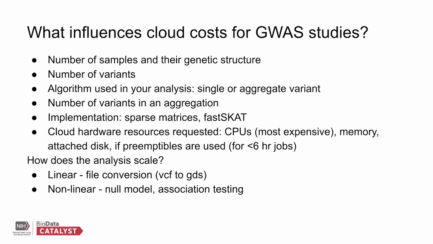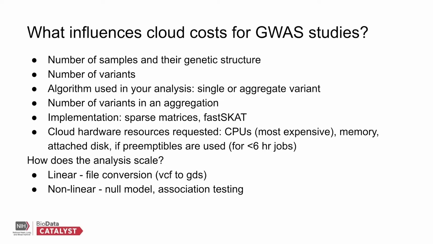Things that could influence cloud costs for GWAS studies include the number of samples you're using and their genetic structure, the number of variants, the algorithm used in your analysis, be it single or aggregate, and if it's aggregate, the number of variants in that aggregation, the implementation you choose, and also the cloud hardware resources that you request when you launch a workflow. For example, CPUs are kind of the most expensive cloud resource that you request, but also you want to think about the memory you request, the attached disk, and whether you choose to use preemptibles.